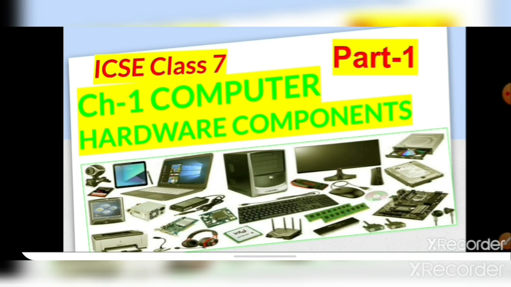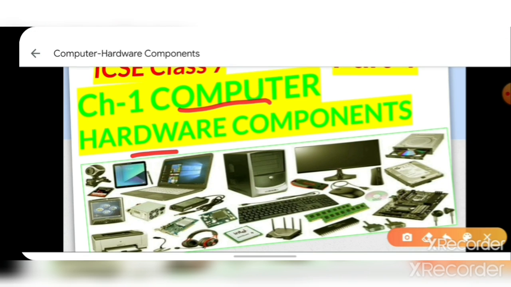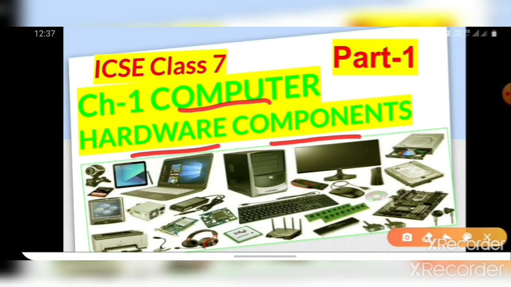Today we will start with chapter 1, computer hardware components. Having completed chapter 2, that is number system, and chapter 3, that is computer viruses, we now move on to chapter 1, which is computer hardware components. This is part 1 of this chapter. So let's look at what this chapter has got for us.